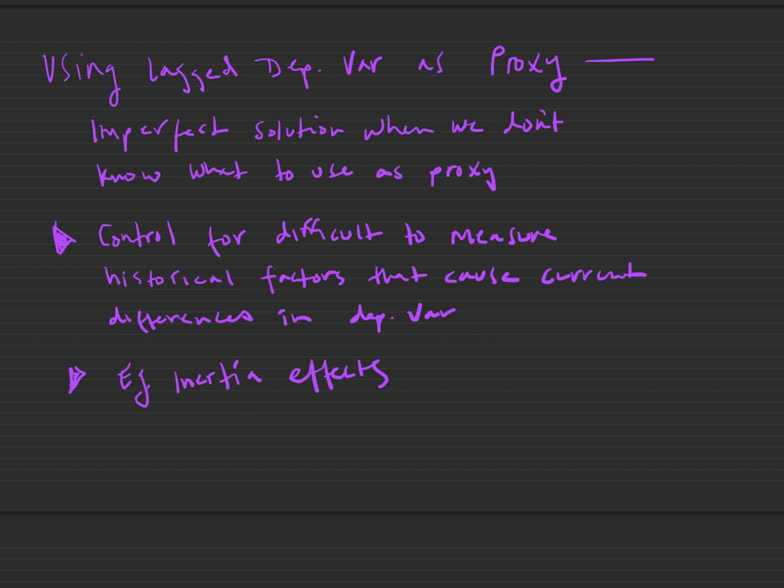So we can use the lagged dependent variable to, for instance, control for difficult to measure historical factors that cause current differences in the dependent variable. A good example of this would be an inertia effect. An example of an inertia effect is that we see some areas that have historically high crime rates, and there are many factors that are unobserved to econometricians that contribute to current and past high crime rates.